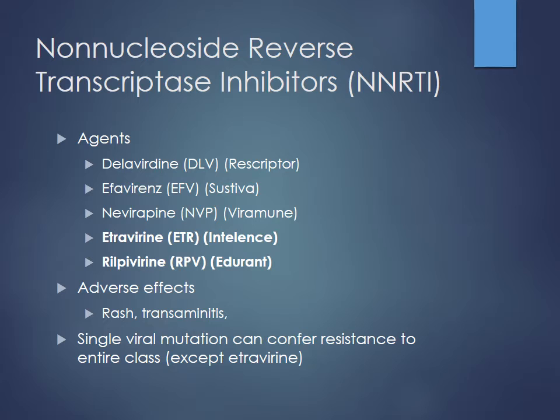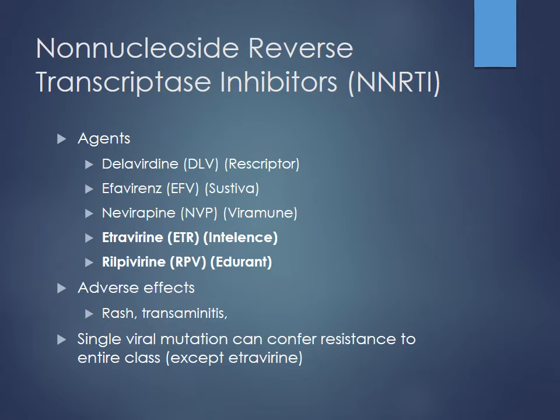So you're going to look at things that have a high durability to mutations, and things that have low durability to mutations. High durability means that you can have multiple mutations in the virus and the drug still remains effective. The problem with some of these older NNRTIs is that you could have one specific mutation in the virus, and it would immediately confer resistance against all of the NNRTIs.